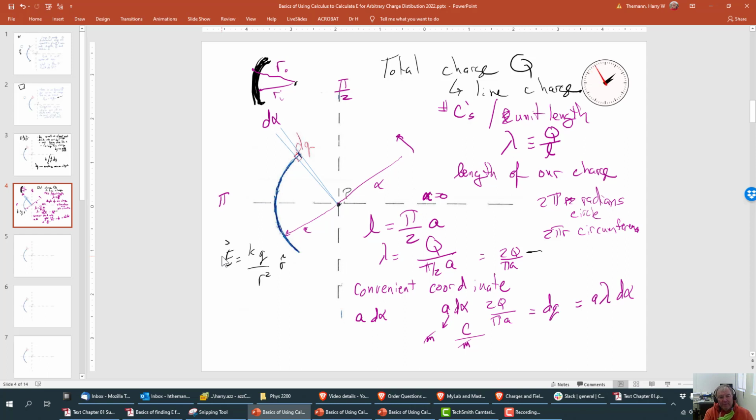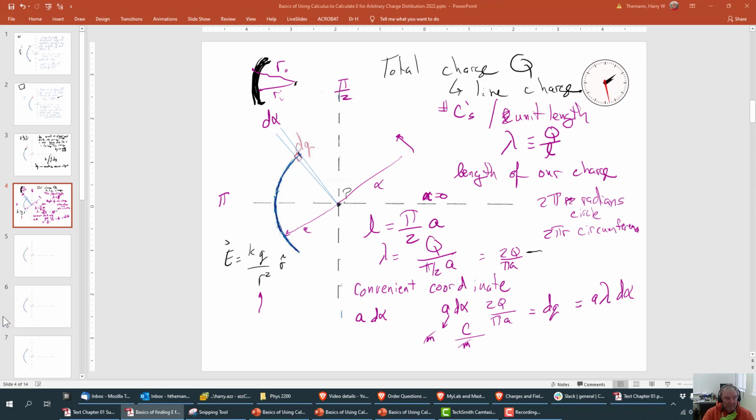And we are kind of anticipating what's going to be our variable of integration, which is going to be alpha. We're going to use alpha as our variable of integration. And the reason we're going to do it is because then we're going to have r be a constant value of a, excuse me. Okay. So let's see what we got.